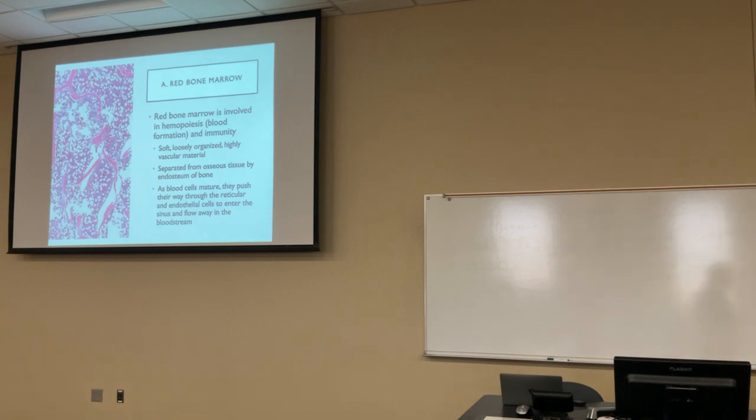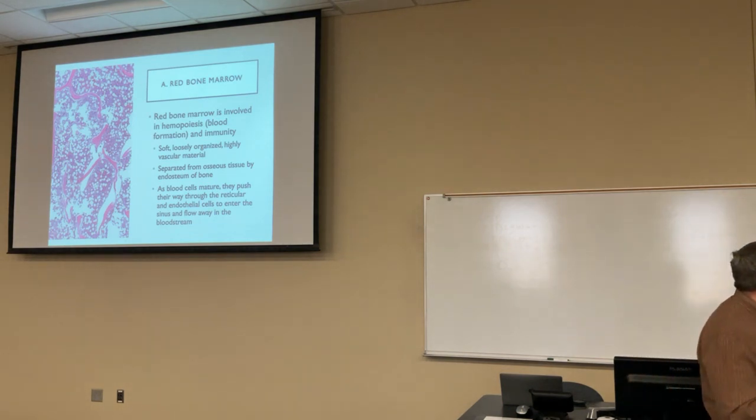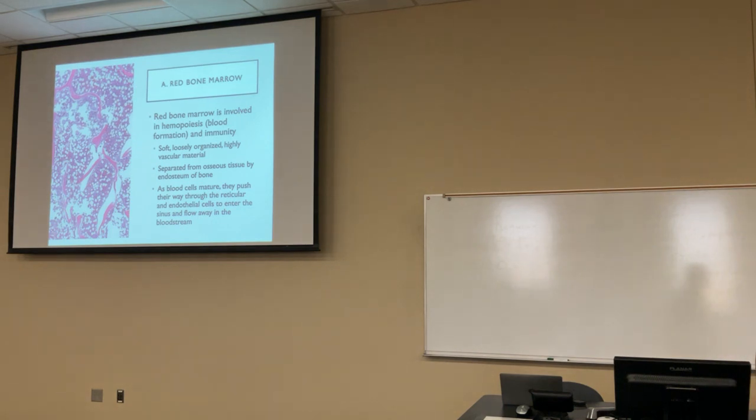So as blood cells mature, they push their way through the reticular and endothelial cells to enter a sinus, and they flow away into the bloodstream. This is a photomicrograph up here on the screen. There's some reticular tissue here, which is a type of connective tissue. And in between here you have stem cells and developing blood cells.